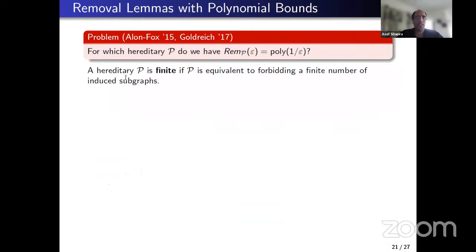So let me say that a hereditary property P is finite if P is equivalent to forbidding a finite number of induced subgraphs. So the hereditary properties we are considering now are of the form where we forbid, let's say, induced copies of some 5 graphs or something like this. And I should mention that this characterization problem is already open even for finite properties.